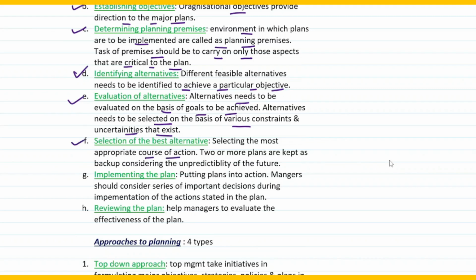Two or more plans are kept as backup considering the unpredictability of the future. So you always say that I have plan A, but if your plan A fails, then you can go to plan B or plan C, right?